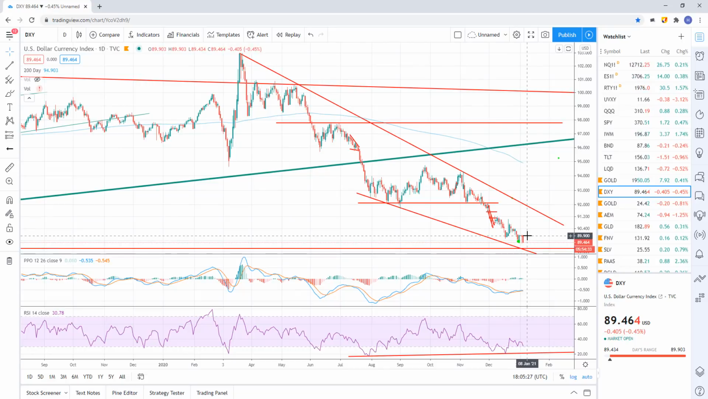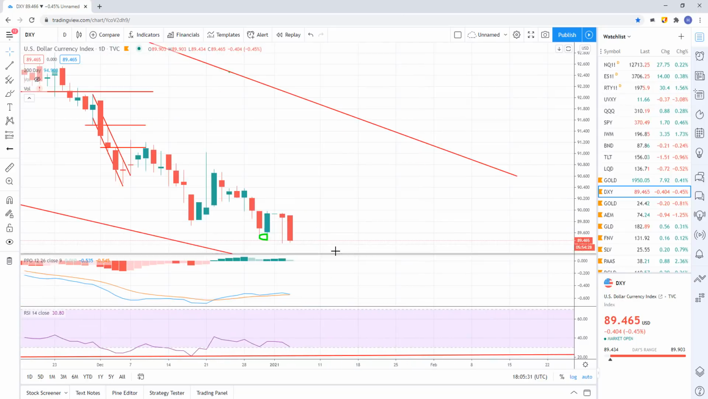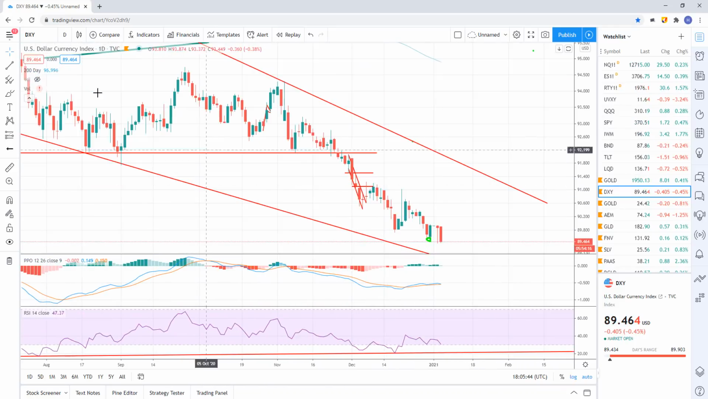So we're just inching lower, making divergent lows is what we keep doing. Today's another divergent low. You can see right there. But we still don't have that reversal or breakout or any kind of buy signal in the dollar, and that's really what I'd be looking for.